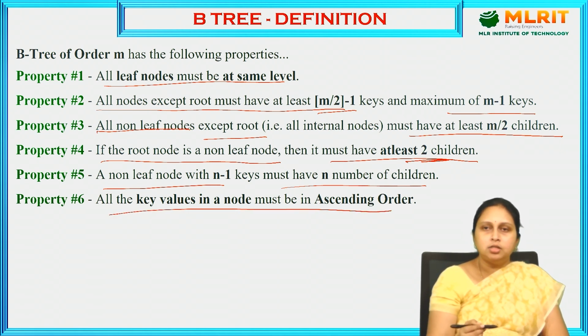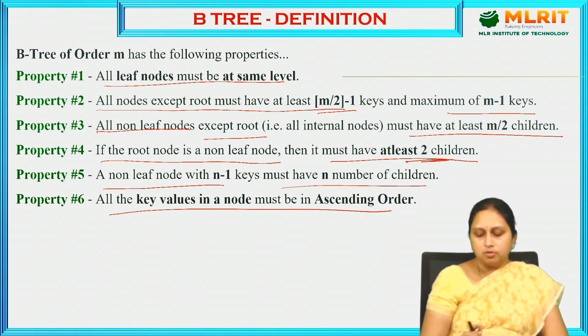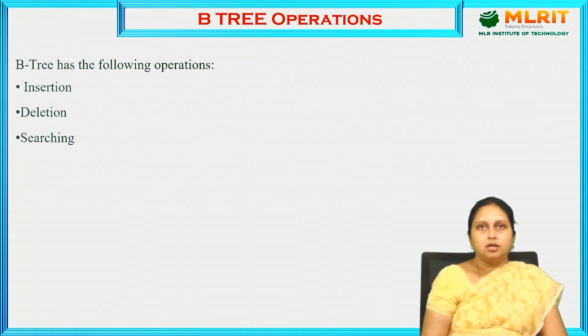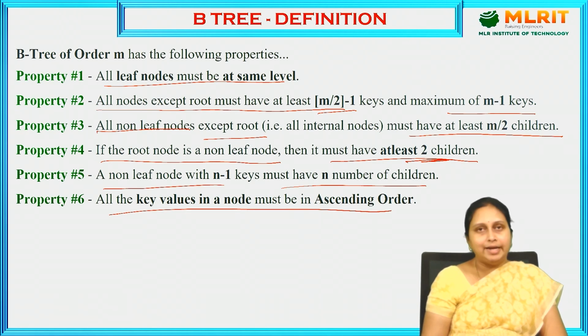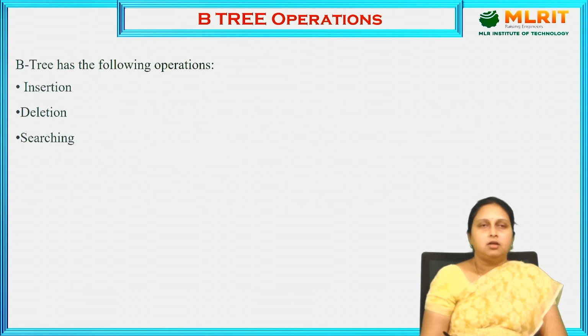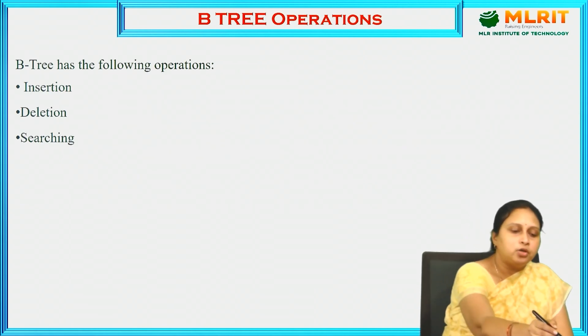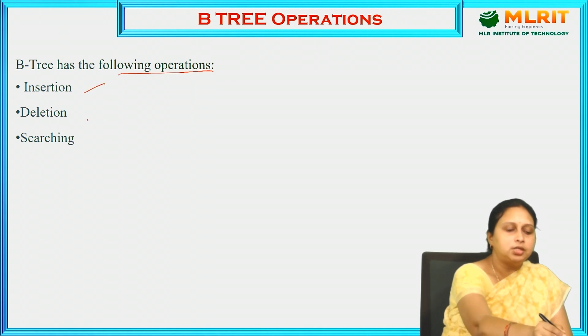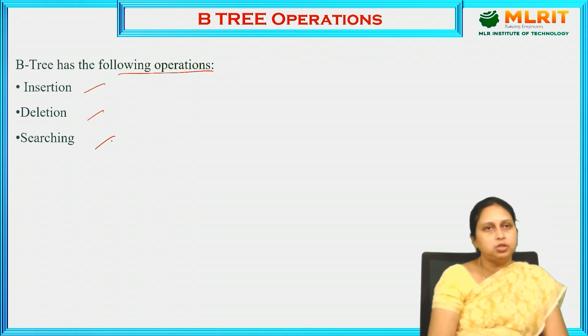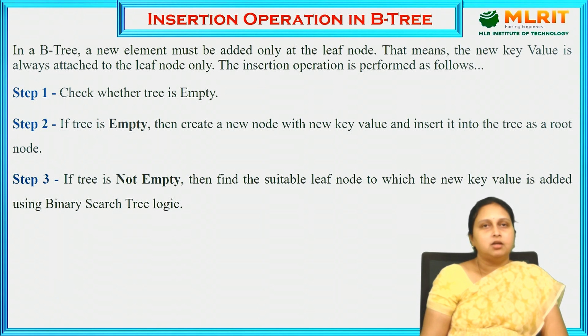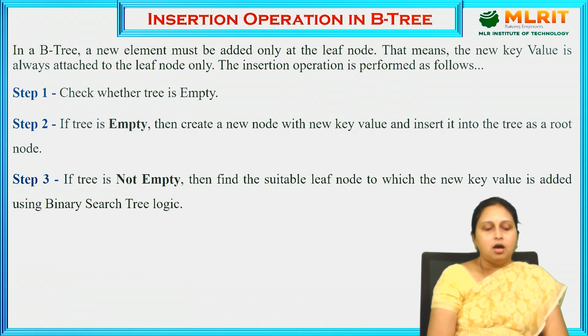With all these properties, we are going to construct or insert elements into the B tree, right? And a B tree has the following operations: insertion, deletion, and search. These are the 3 operations you can perform on B trees. First, we'll be looking into B tree insertion, how we are going to insert the elements into the B tree.